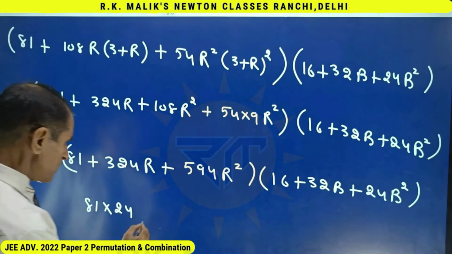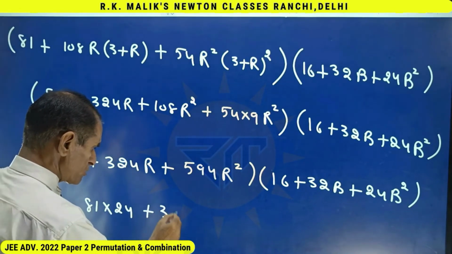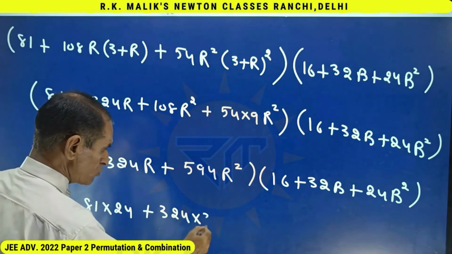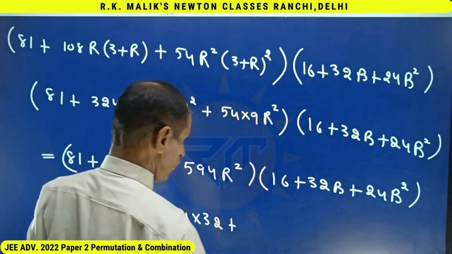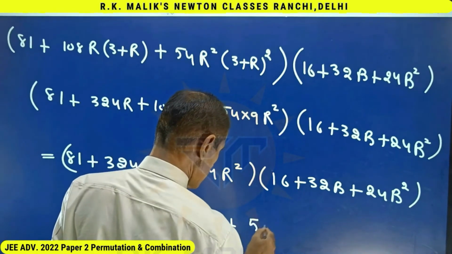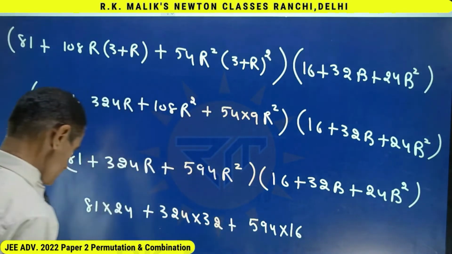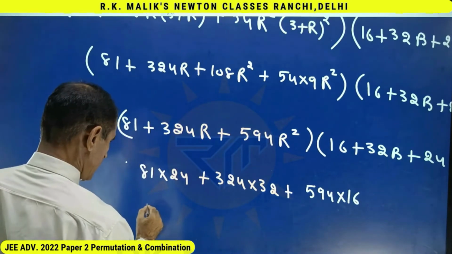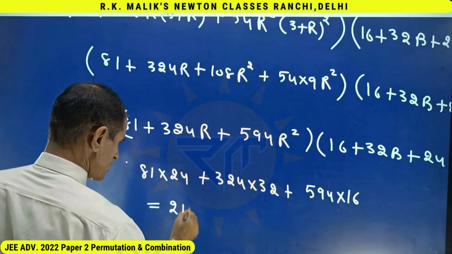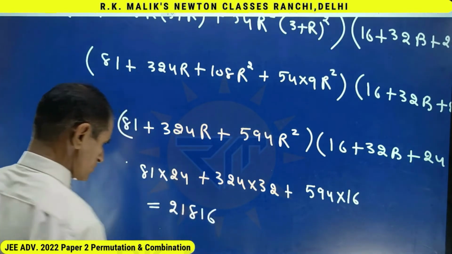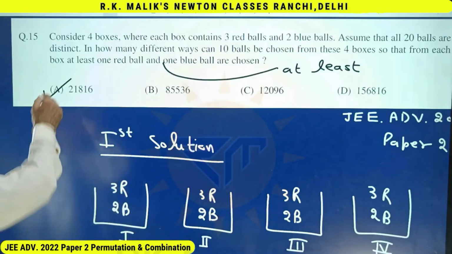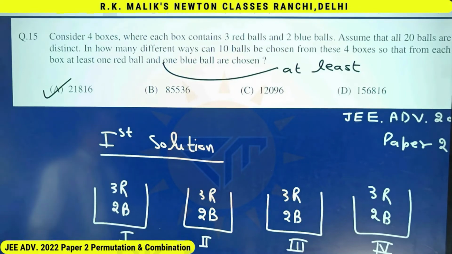Coefficient of rb will be 324 into 32 plus coefficient of r square will be 594 into 16, and it is equal to 21816. Hence I can say A is the correct choice.